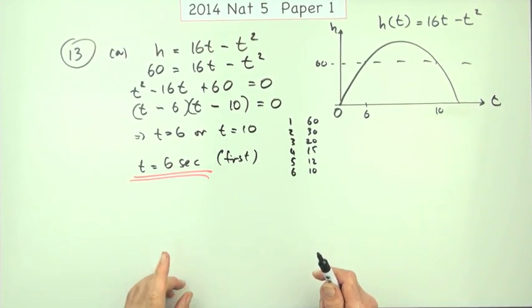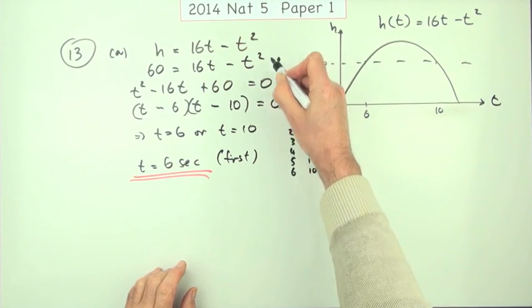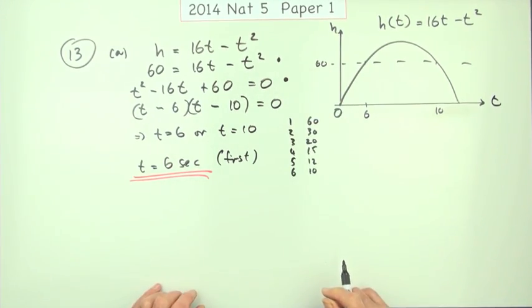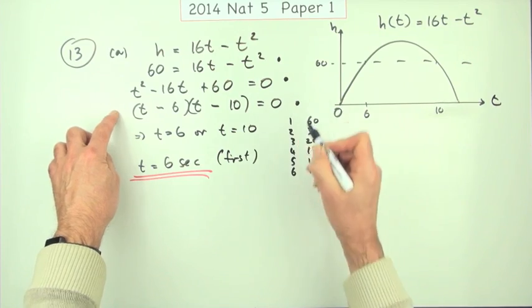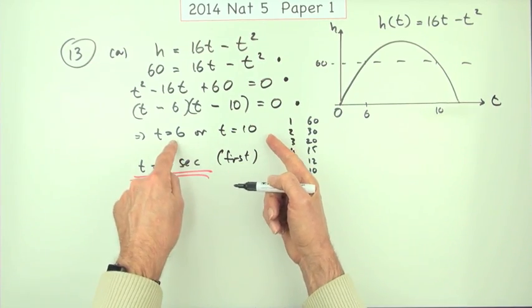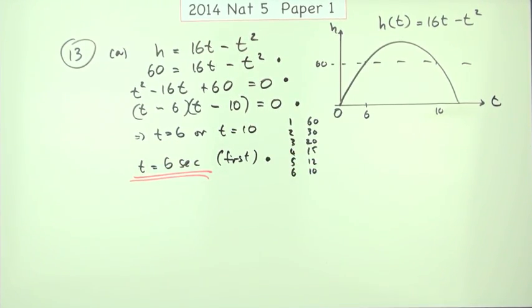And the marks were: substitute it in, that was 1 mark. Knowing to rearrange it, that's another one. Factorise it, and then finally getting the answers but selecting the correct one, not just leaving those 2. That would be the 4th one.